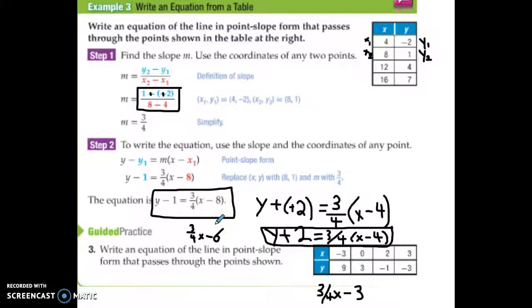So you can pick any one of these points, and it'll give you the same line, even if it looks different in point-slope form. Let's quickly do this one.